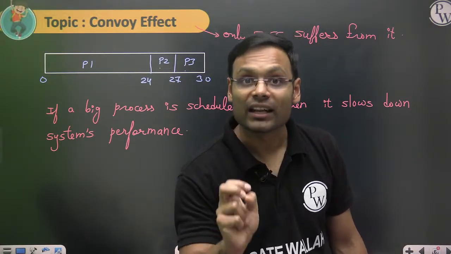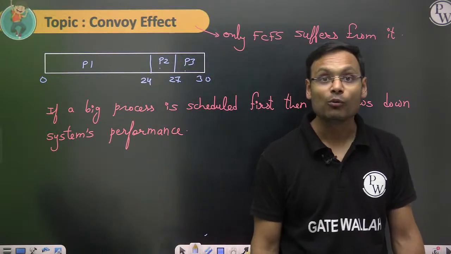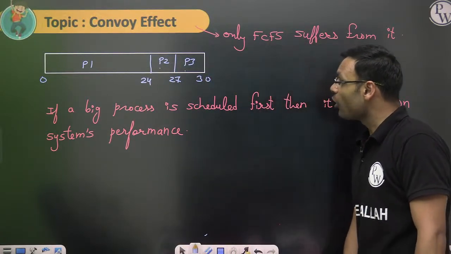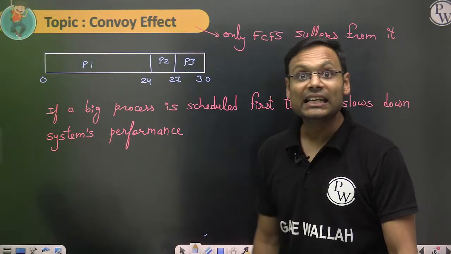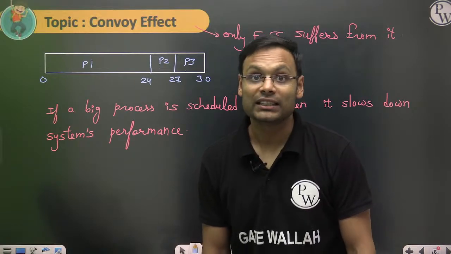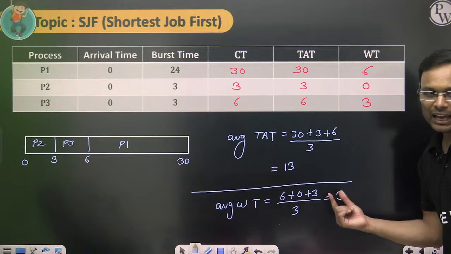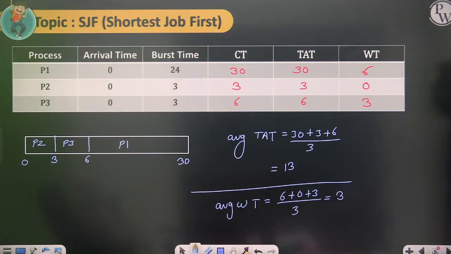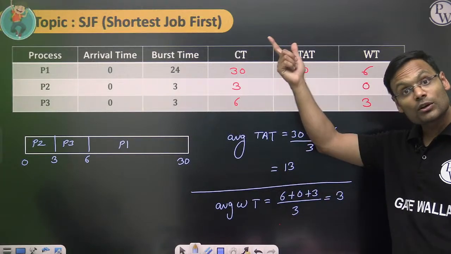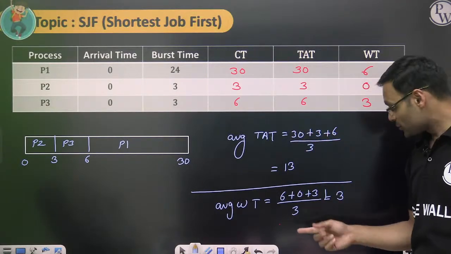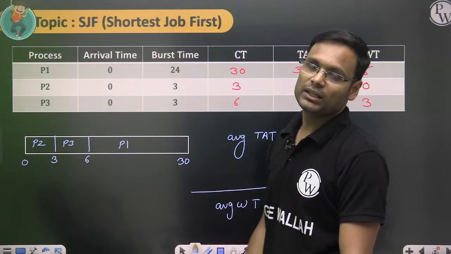You know, when you ran P1 first, then P2, then P3, your average turnaround time was 27. And your average waiting time was how much? 0 plus 24, 24 plus 27, 51, divided by 3, 17. Average waiting time was 17. Average waiting time now is just 3. And average turnaround time is 13; at that time, it was 27. Average waiting time in the FCFS was 17. Here it is just 3. How is it possible?